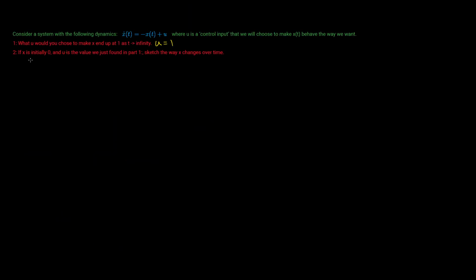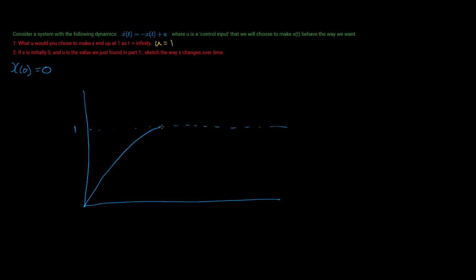Part 2 of this problem says that if x is initially 0, so x at time 0 is equal to 0, and u is the value we just found in part 1, so u is equal to 1, sketch the way x changes over time. Well, x is an exponential because it's a first order equation. So we can draw a graph of this, and we know it starts here, and if this is 1, then it must rise like this.